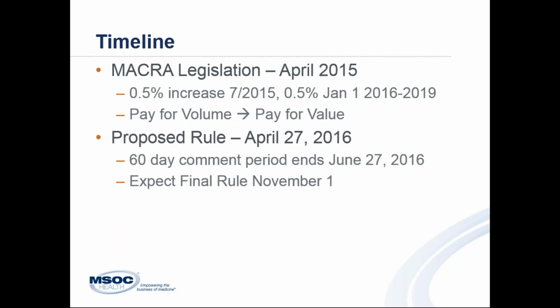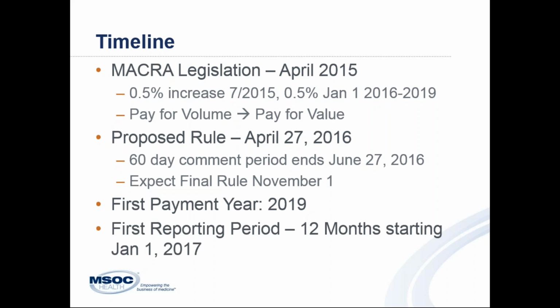We expect that we will see the final rule November 1st, and the first payment year by law under this new payment approach will be 2019, but the first reporting period, the period on which those payments in 2019 will be based, is the 12-month period that starts January 1st of 2017.